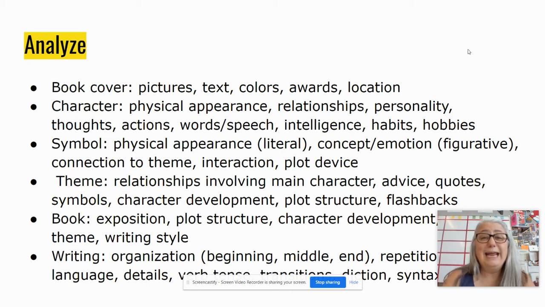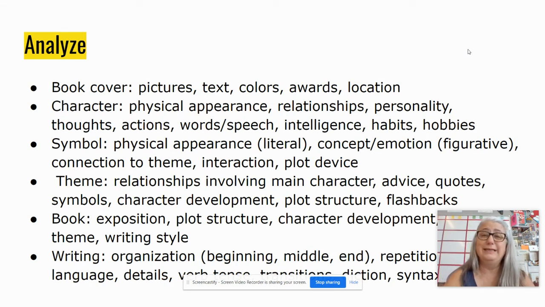When we talk about analyzing a book, you're going to take a lot of what you saw here: the book cover, characters, symbol, theme, the exposition. That's where you get the setting and introduction of the characters, any background information, character development, the writing style. You look at all of that when you analyze a book. And then we will also be analyzing writers, just how they do their craft.